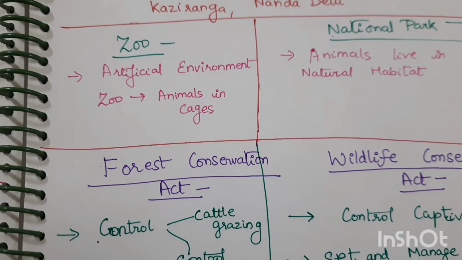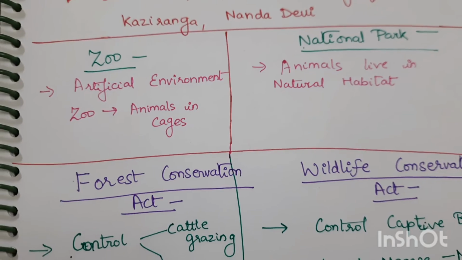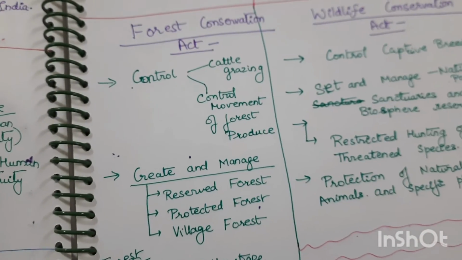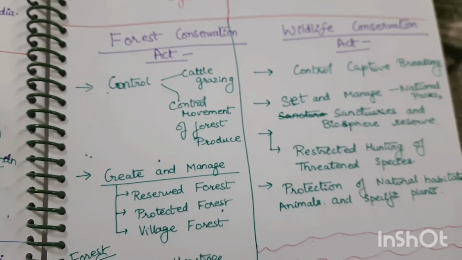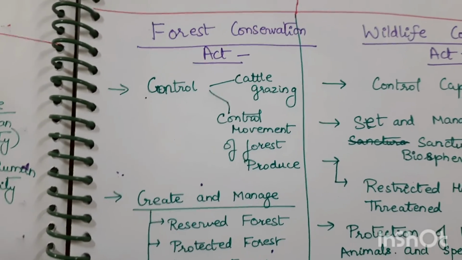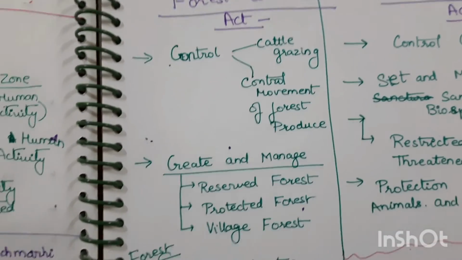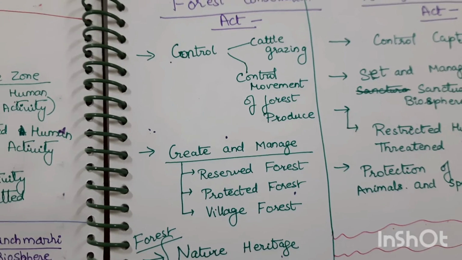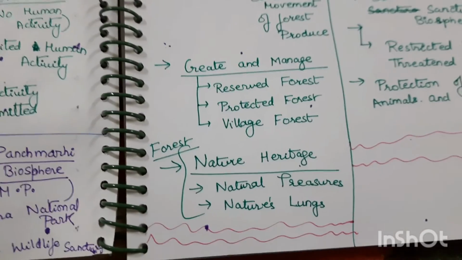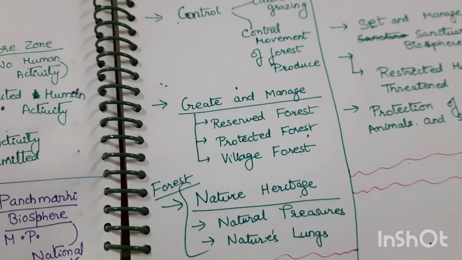The artificial environment in which animals live is known as a zoo, and the natural habitat in which animals live is known as a national park. Now next is the Forest Conservation Act and the Wildlife Conservation Act. The Forest Conservation Act controls cattle grazing, controls the movement of forest produce, and you have to create and manage the reserve forest, protected forest, and village forest. Next, a forest is a natural heritage, natural treasure, and the nature's lungs.